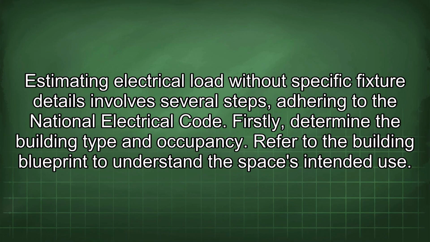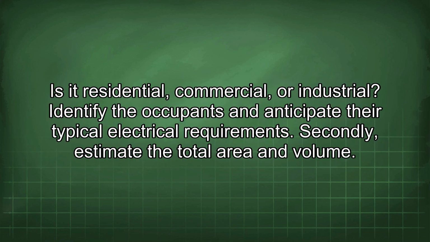Estimating electrical load at specific fixture details involves several steps, adhering to the National Electrical Code. Firstly, determine the building type and occupancy. Refer to the building blueprint to understand the space's intended use. Is it residential, commercial, or industrial? Identify the occupants and anticipate their typical electrical requirements.